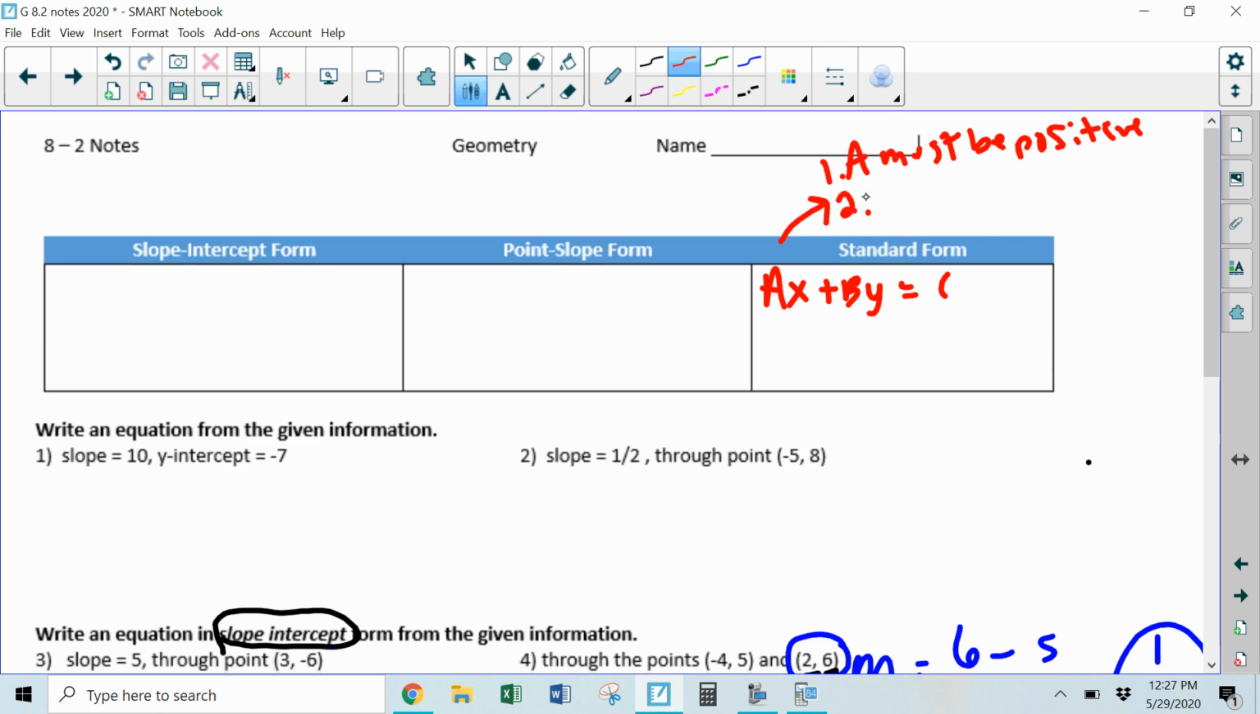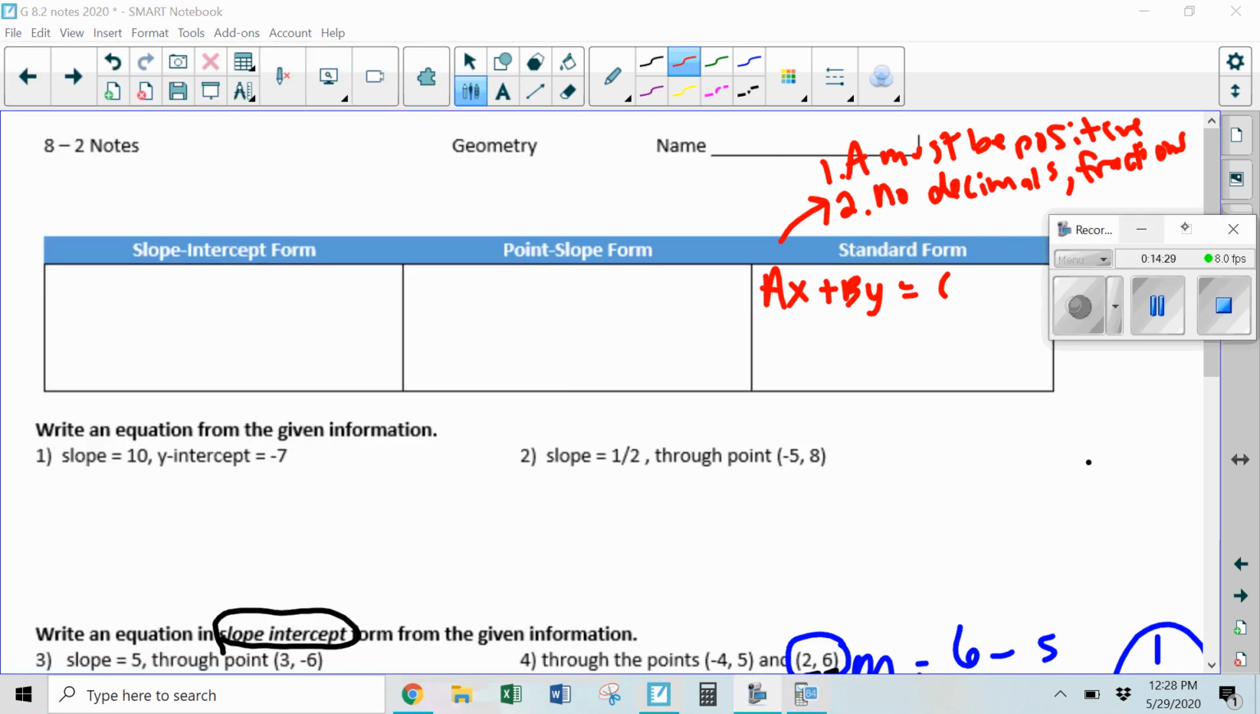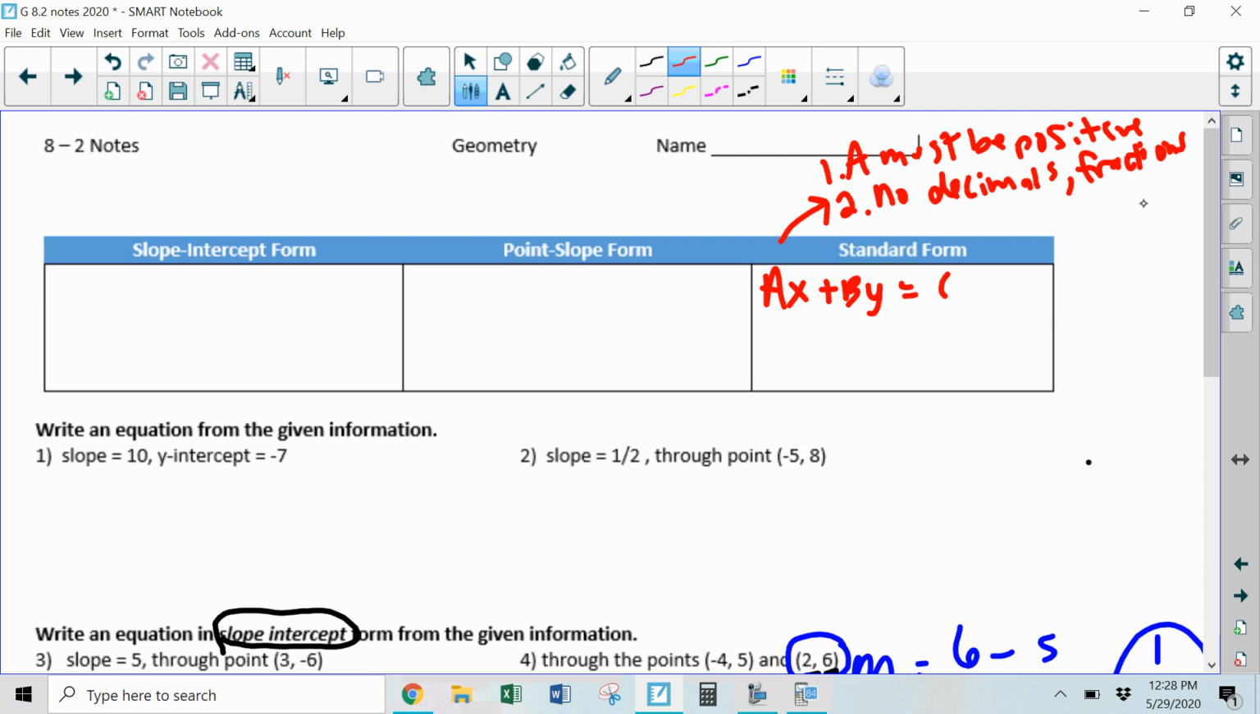Number 2, no decimals, no fractions. So when you write this, your a value has to be positive. It can't be -5. It could be 5, but not -5. And the whole thing cannot have decimals or fractions.